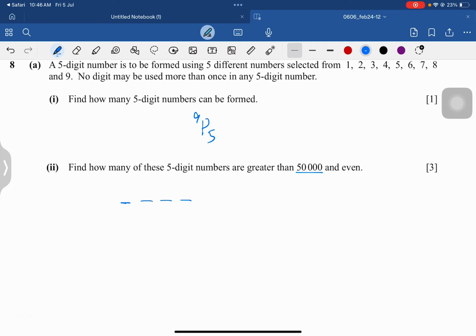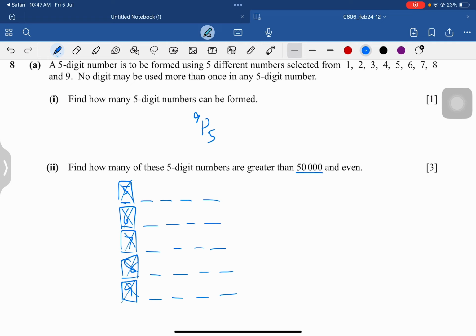1, 2, 3, 4, 5. Here must be 5, so meaning this 5-digit number will be greater than 50,000. 1, 2, 3, 4, 5. 6. 1, 2, 3, 4, 5. 7. 1, 2, 3, 4, 5. 8. 1, 2, 3, 4, 5. 9. So we log them down. So we have a total of 5 scenarios here, and this number has been used.